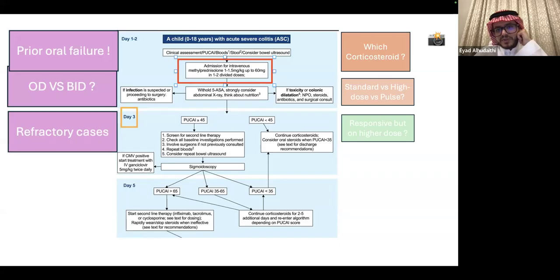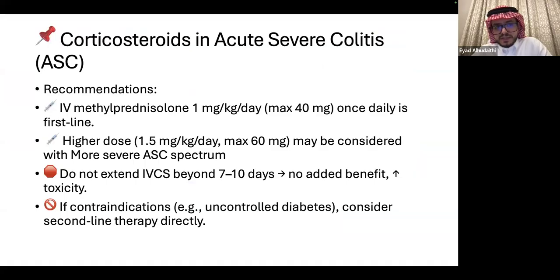And those who respond to a higher dose, and when to switch from IV methylpred to oral steroid. We consider it as weaning. It's a weaning. Even if we continue in the same dose, like 40 milligram IV, and you switch it to 40 milligram oral, this is weaning.